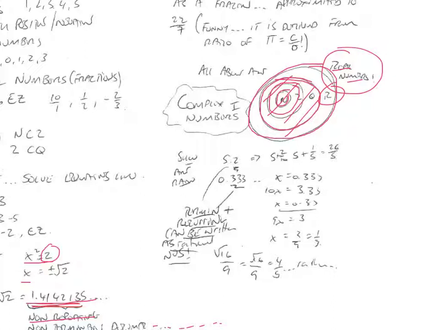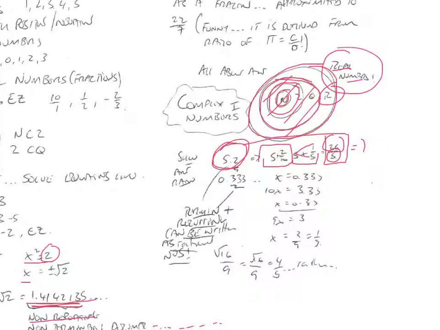So let's show that 5.2 is a rational number, i.e. can be expressed as a fraction. If we rewrite 5.2 as 5 plus 2 tenths, that's equal to 5 plus 1 over 5, and 5 fives are 25, and 1 is 26 over 5. So 5.2 expressed as a fraction is 26 over 5. That proves that 5.2 is a rational number. It's a decimal, but it can be expressed as a fraction.